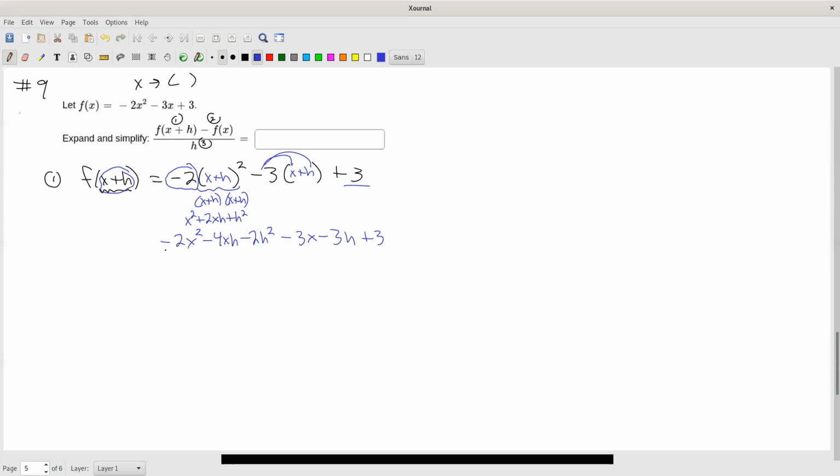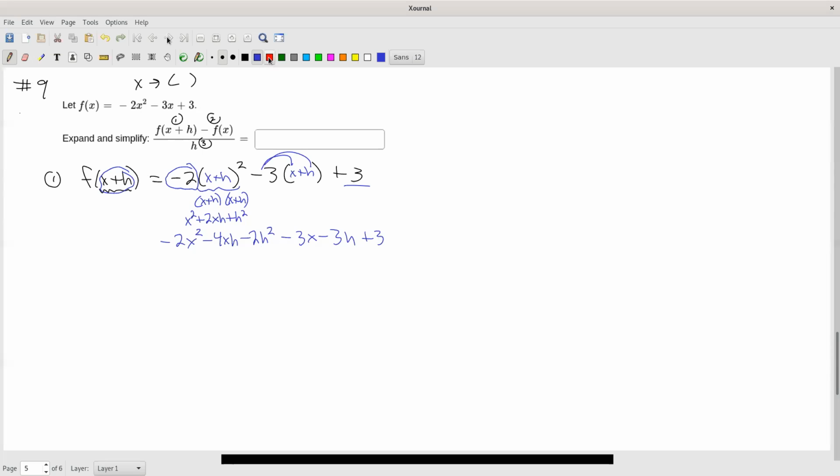And are there any like terms? Is there anything with just an x squared? No. Is there anything with just an x times h? No. Anything with just an h squared? Nope. Just an x? Nope. Just an h? Nope. All right. Each of these terms is unique in terms of its variables and powers. So I'm done with step 1.